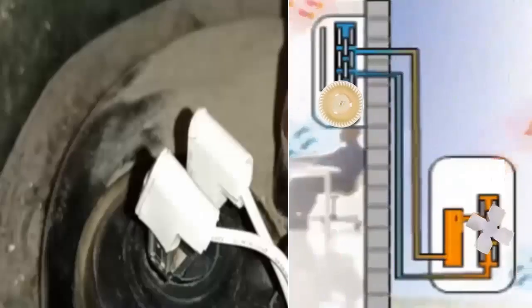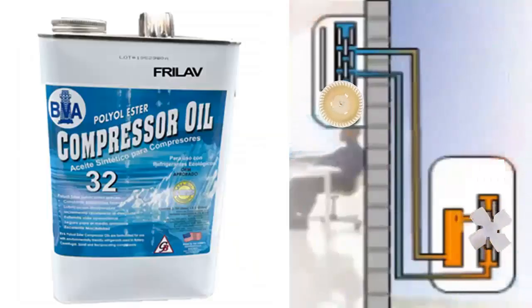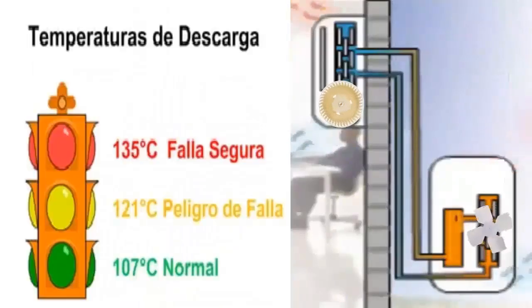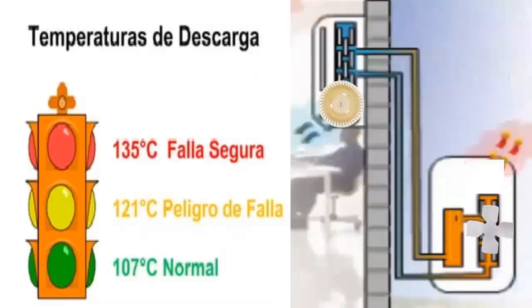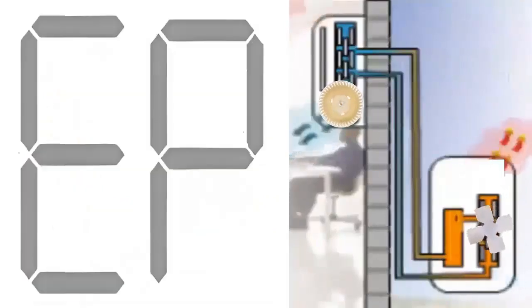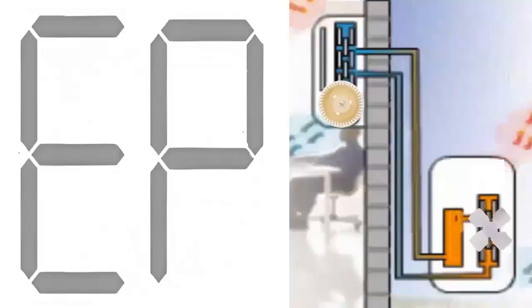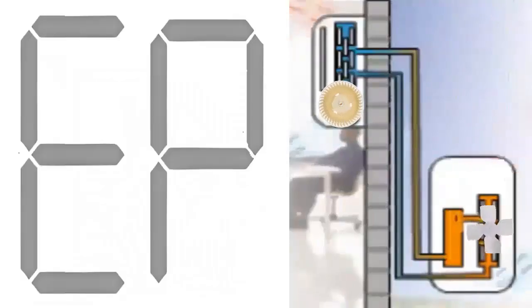Excessively high temperatures in the compressor can decrease the viscosity of the oil, affecting proper lubrication and gradually damaging the mechanical components of the compressor. The EP error code can have several causes, and diagnosing and fixing it requires careful inspection. Below are some causes and solutions for this fault.